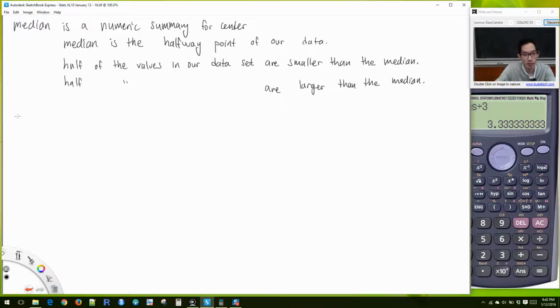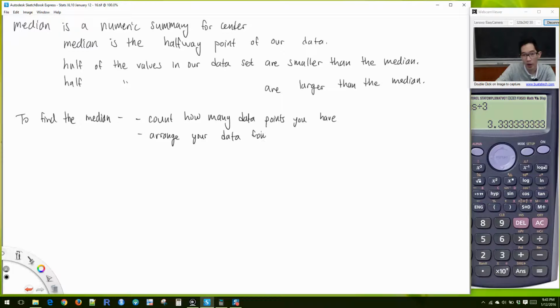Okay, so to find the median, count how many data points you have. Okay, arrange your data from least to greatest. Okay, and find the spot that divides your data into two groups.